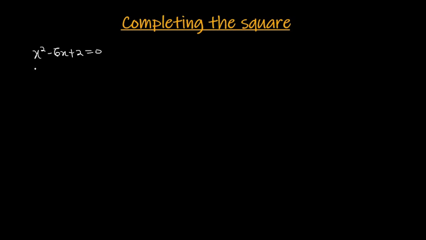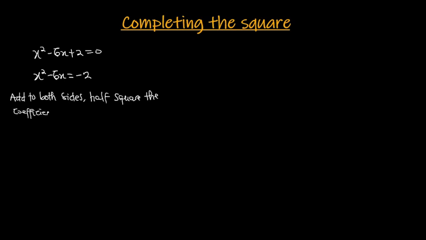So we need to rearrange this equation. We write x squared minus 6x, then we send the constant to the other side of the equal sign, so it becomes minus 2. The next thing we need to do after rearranging is add, to both sides, half squared of the coefficient of x. Alright, let me explain using this example.